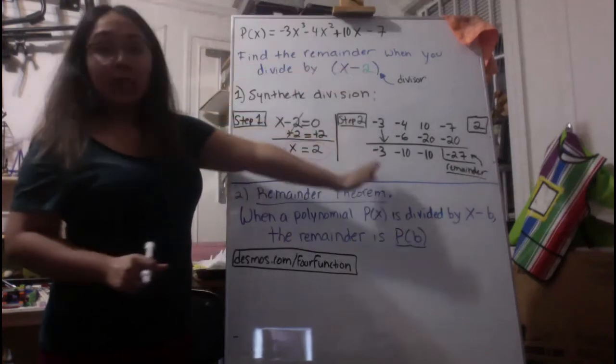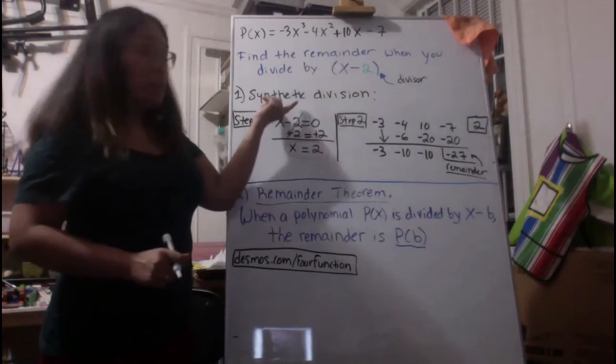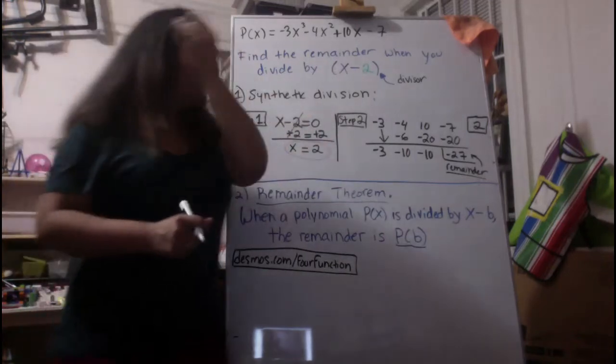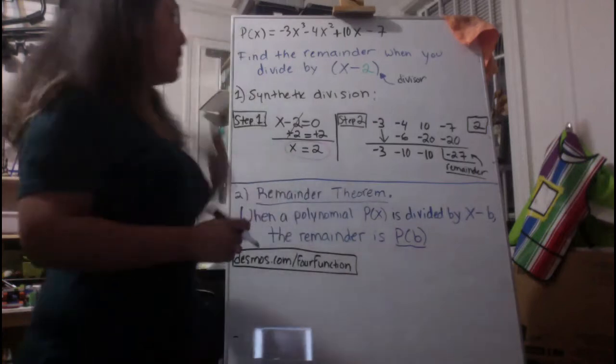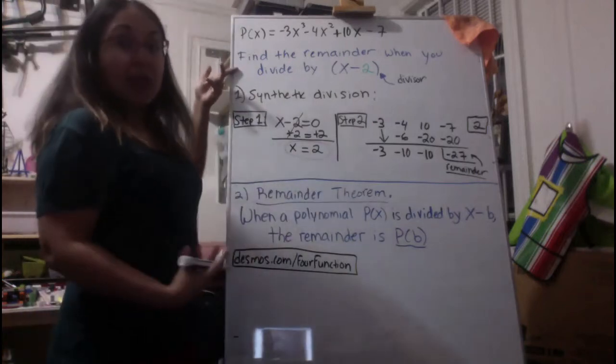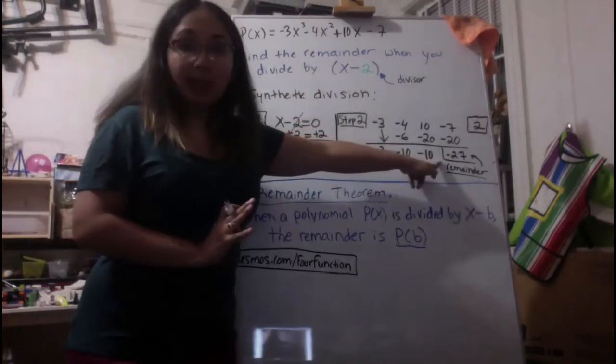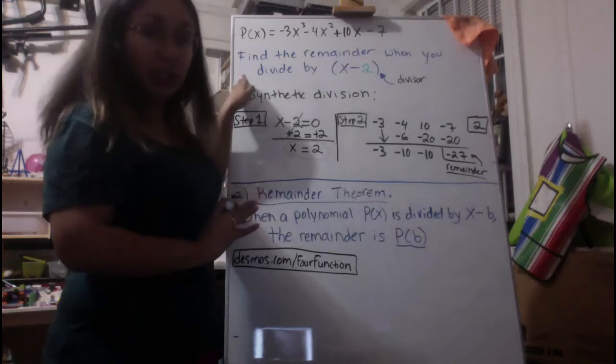Notice I didn't keep going on to step 3 of synthetic division to write the quotient plus the remainder over the divisor, because I'm not being asked to divide. I'm being asked to just find the remainder. So once I find the remainder, I can stop right there because I'm answering the question.